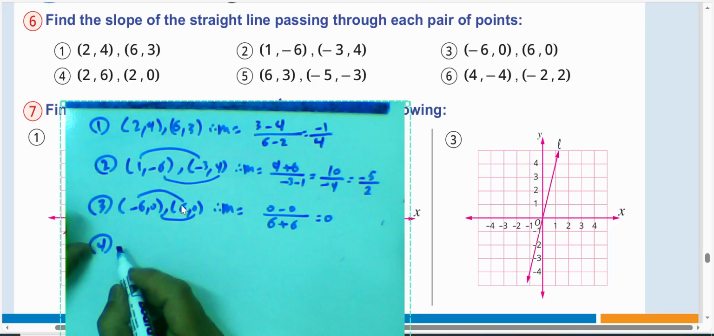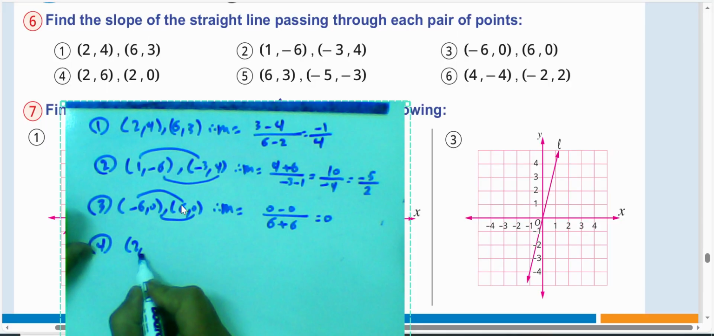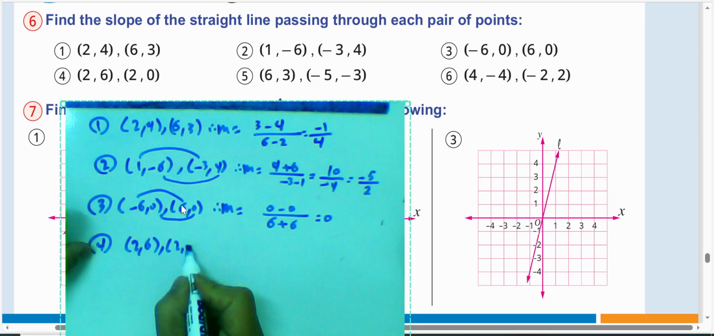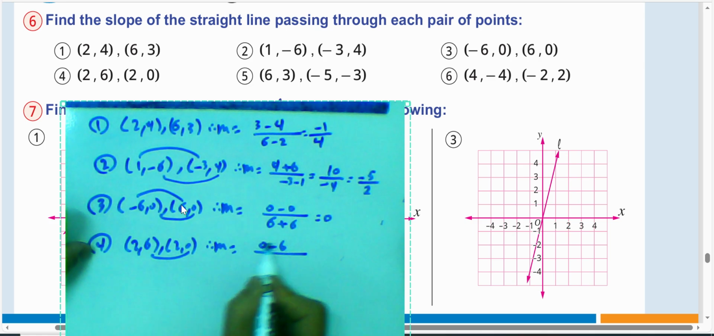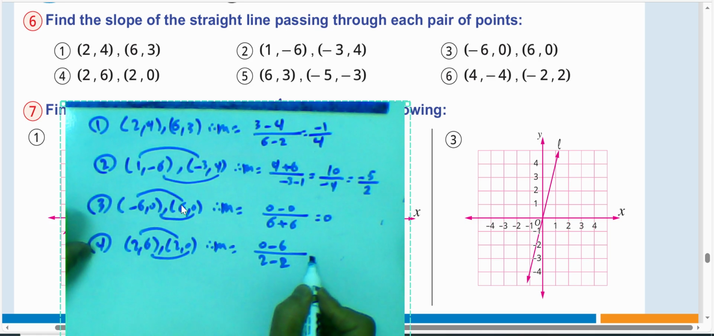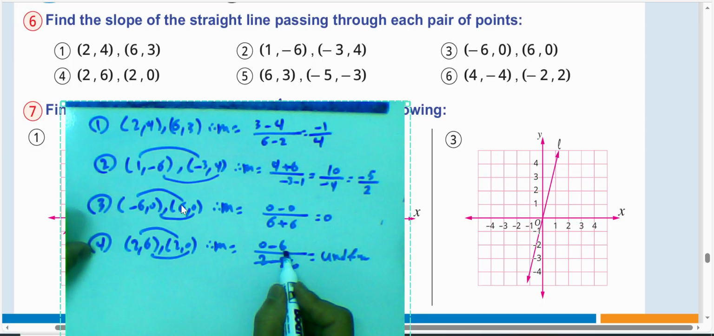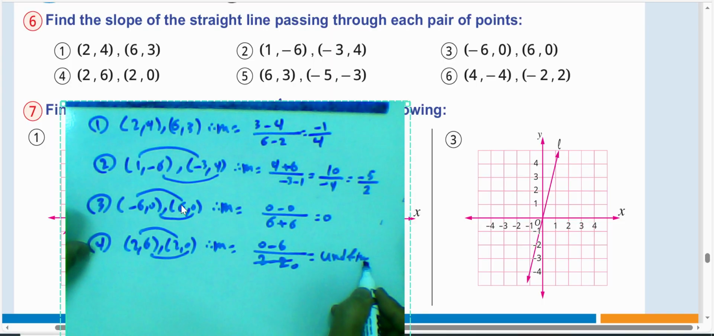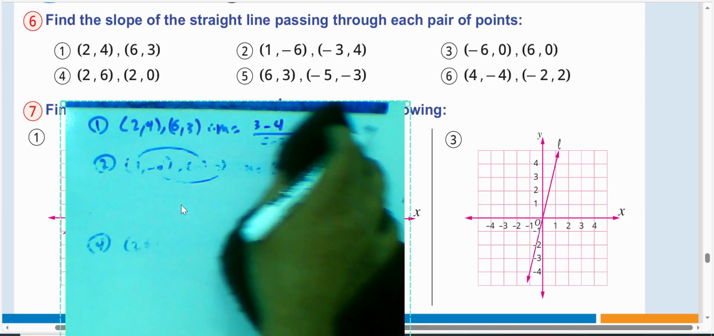Question number 4, we have (5, 6) and (2, 0). Then the slope will be equal to 0 minus 6 over 2 minus 2. It will be undefined because 2 minus 2 equals 0. A number divided by 0 is undefined. This is question number 4.